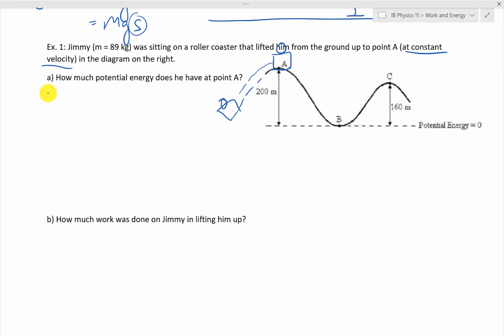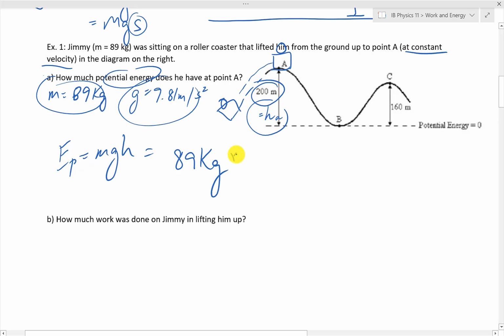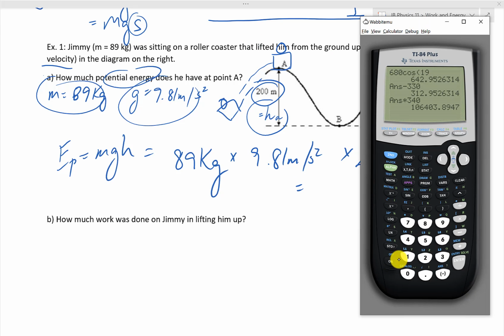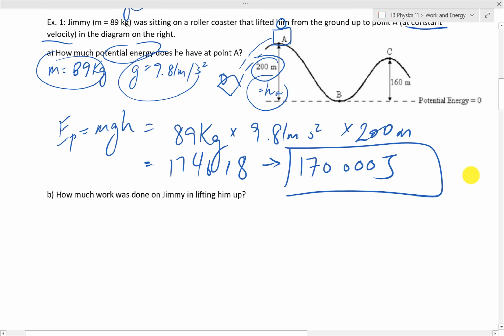We do have Jimmy's mass. We have the acceleration due to gravity, which is 9.81. And we have the height, which at point A is 200 meters. So if we're looking for potential energy, that's EP equals mgh. We have all our values, and we can just substitute everything in. Multiplying everything out, we get 174,618, which rounds to two sig figs, 170,000 joules. Lots of joules, but it won't make Jimmy rich. All right, that's pretty straightforward.